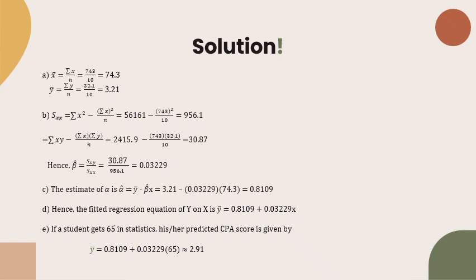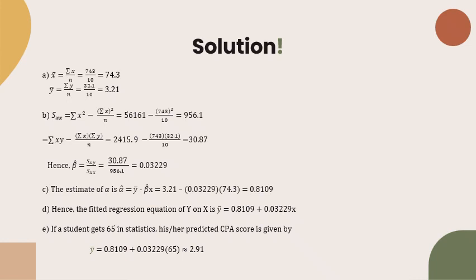Let's take a look. We need to determine the x bar of the sample. So the mean score of x is equal to summation of x, which we already know is 743, over 10, so we got 74.3. And then y bar is equal to 3.21 when we divide 32.1 by 10. So that answers question A.